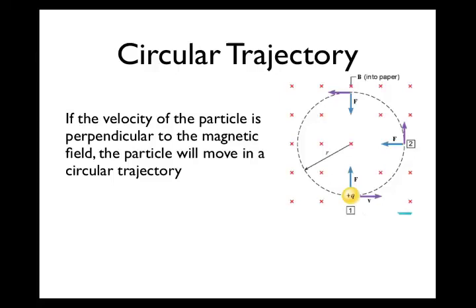So now let's do a couple of sample problems. And we've observed this in the lab, or you should have, with the e over m apparatus. If the velocity of the particle is perpendicular to the magnetic field, the particle will move in a circular trajectory.